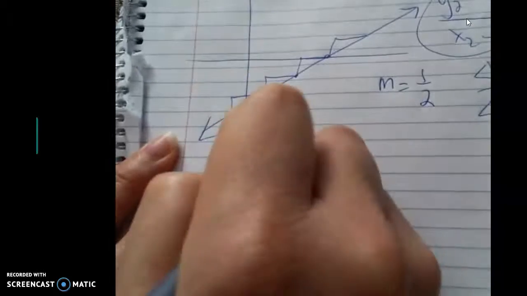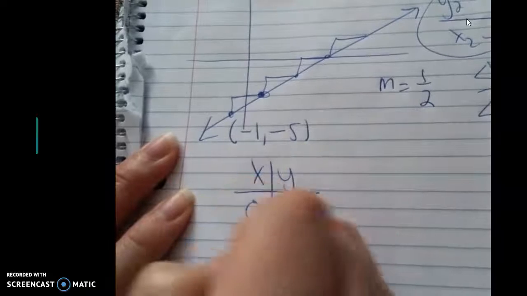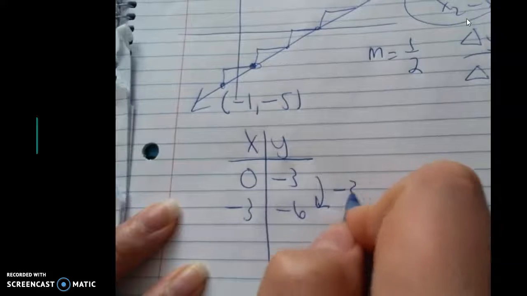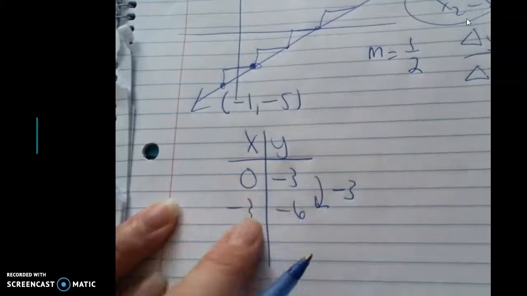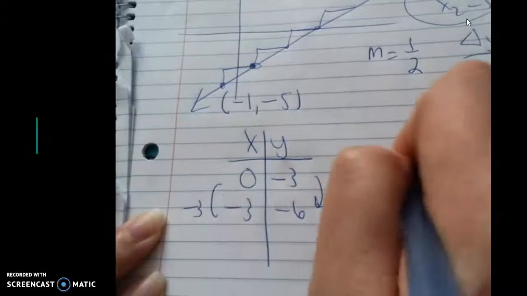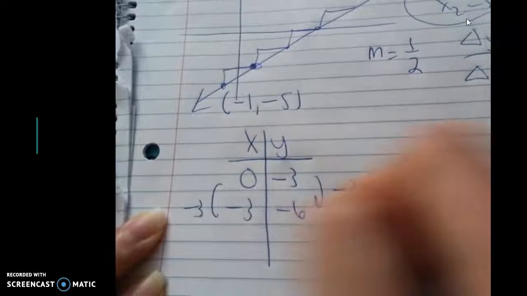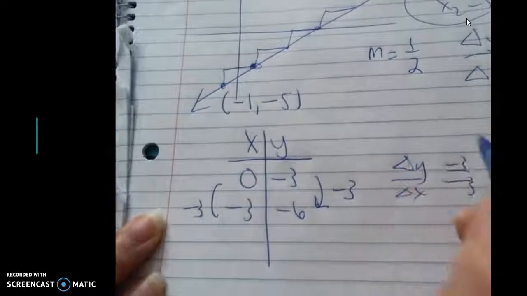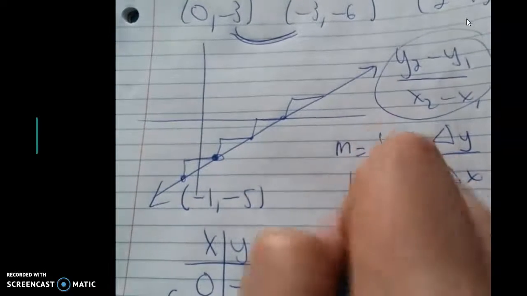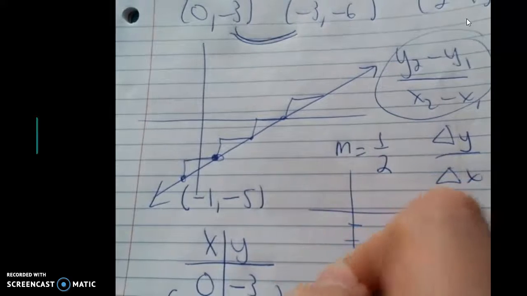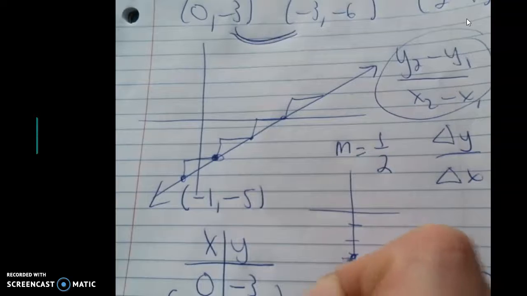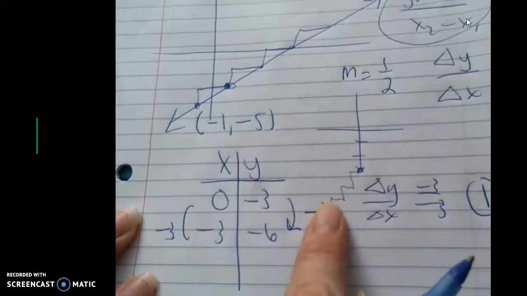All right, so let's look at these two. I'm going to make my input-output chart. 0, -3, -3, -6. Okay, change in y. The temperature went down 3 degrees, right? It dropped 3. And here it dropped 3. So change in y is -3, divided by change in x, which is -3. And -3 divided by -3 is 1. Meaning that if I graph these points, 0, -3 down here, and -3, -6 down here, it would be rise 1, run 1, rise 1, run 1, rise 1, run 1 on the slope. So they have a slope of 1.